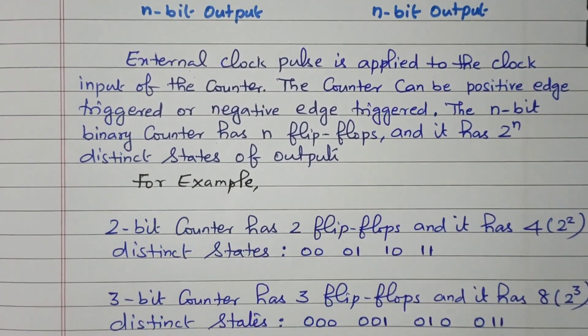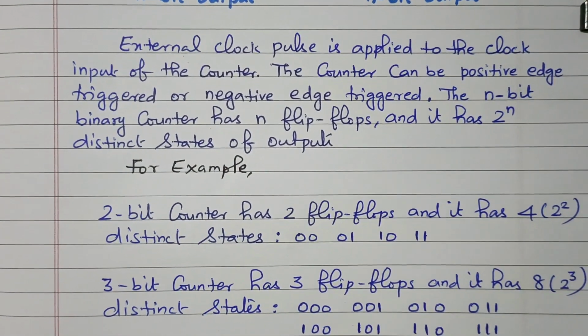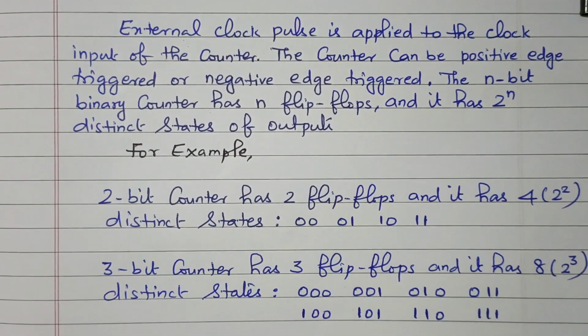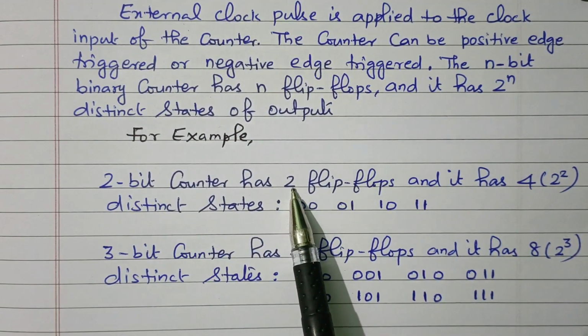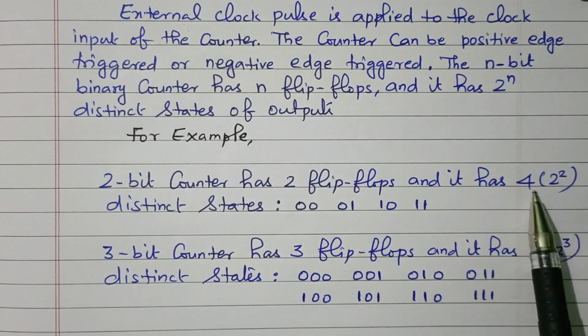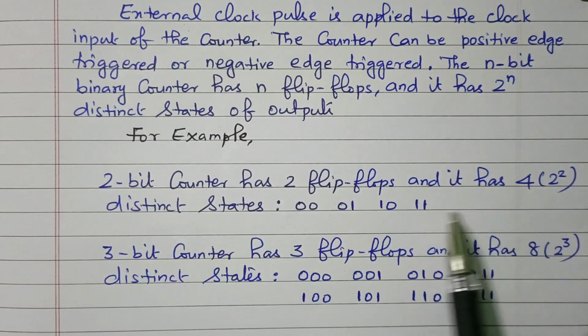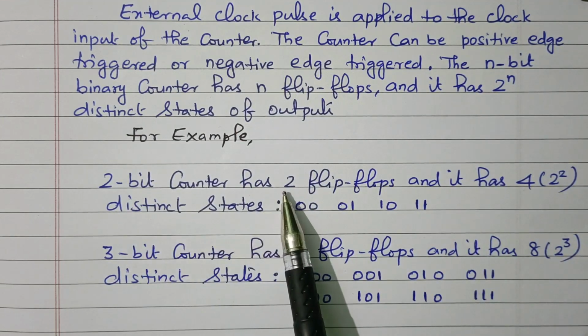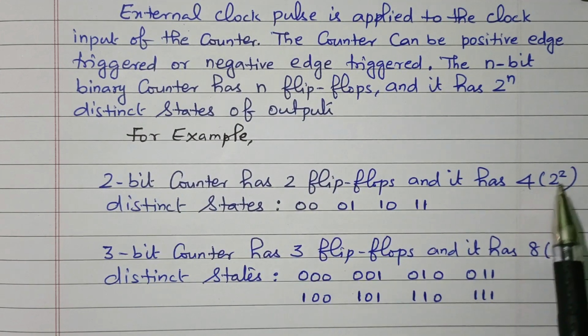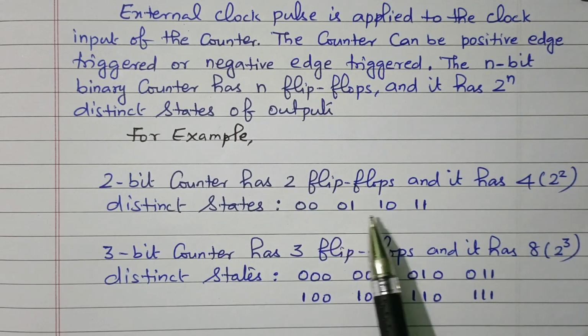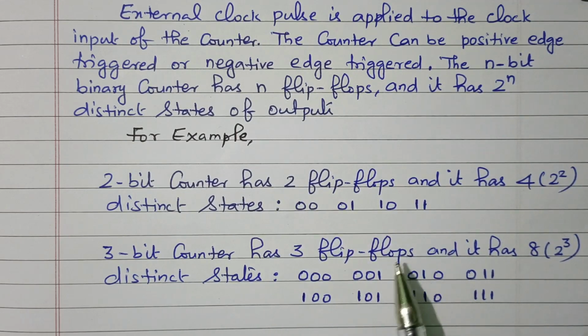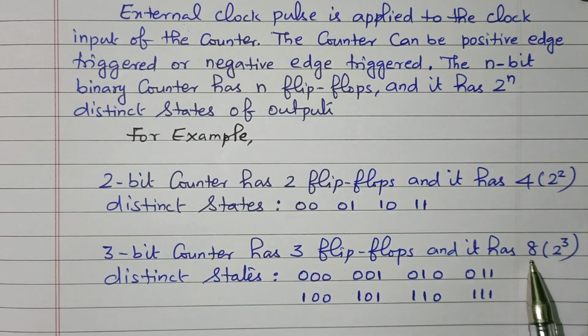Now we'll see an example. For example, if it is a 2 bit counter, 2 flip-flops are needed. So 2 to the power 2, 4 states will be there, right? A 2 bit counter having 2 flip-flops, 2 to the power 2, 4 possible outputs are available: 00, 01, 10, 11. Similarly, a 3 bit counter having 3 flip-flops, 2 to the power 3, 8 states will be there.